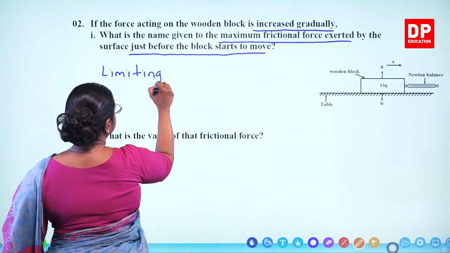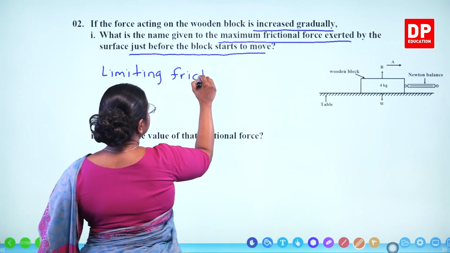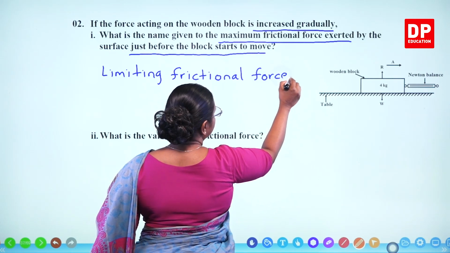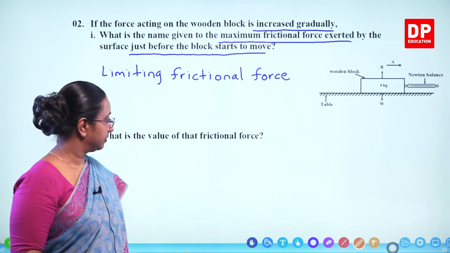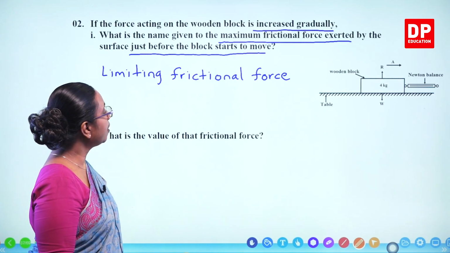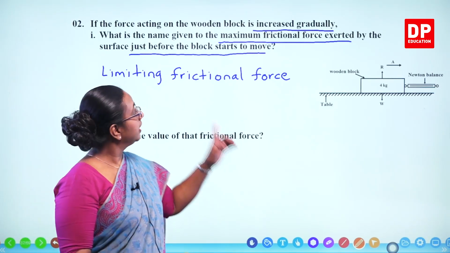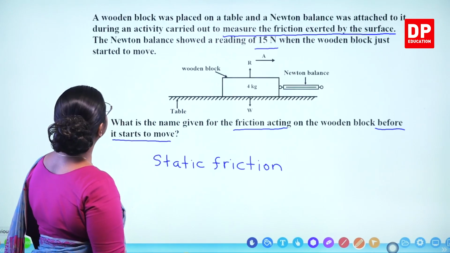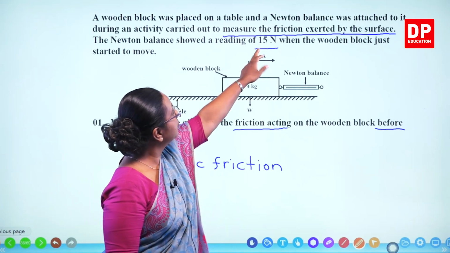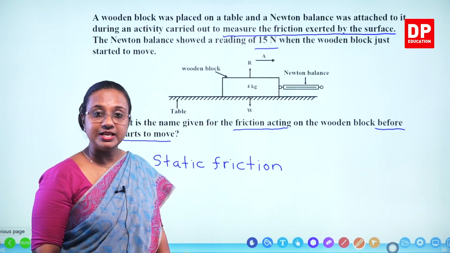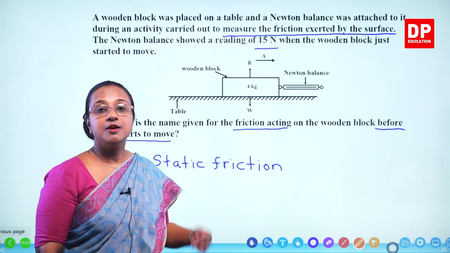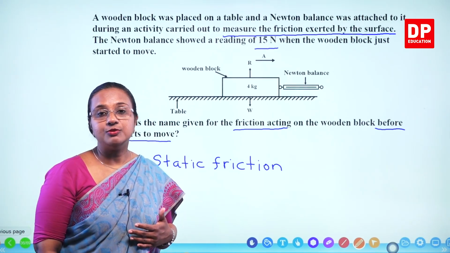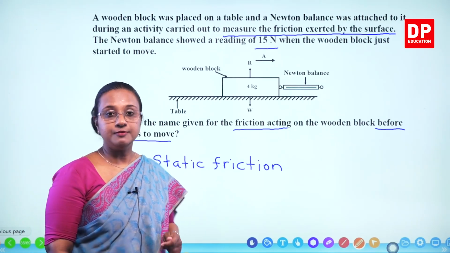Limiting frictional force, or you can write it as limiting friction. What is the value of that frictional force? In the question, if you can remember, I will go back to the previous slide. You can see the Newton balance reading was 15 Newton when the block just started to move. So we consider that value as the limiting frictional force.